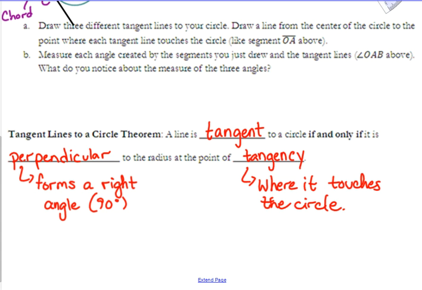Okay, now, these if and only if statements. An if and only if statement means you can go both ways with the statement. What I mean by that is if I know a line is tangent to a circle, then I know it forms a right angle, or it's perpendicular. Vice versa. If a line forms a right angle or is perpendicular to the circle, then I can call it a tangent line. I can go both ways with that relationship. If I know one of the things, then the other one's always true, and vice versa. That's what an if and only if statement means.